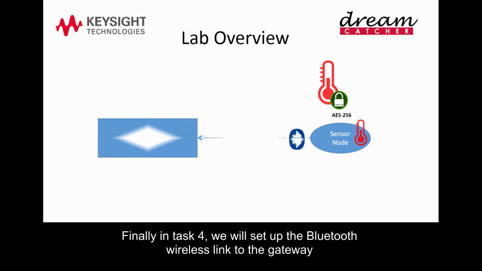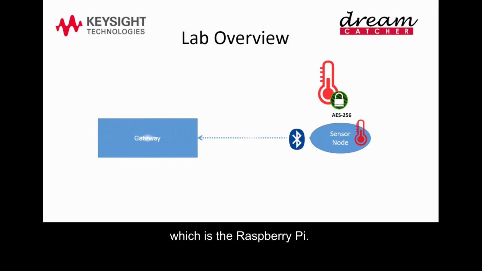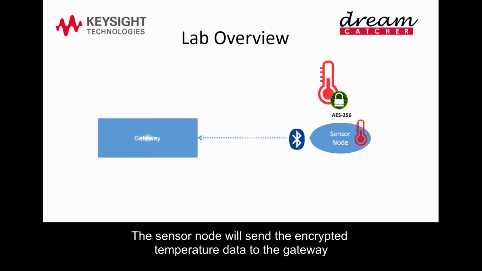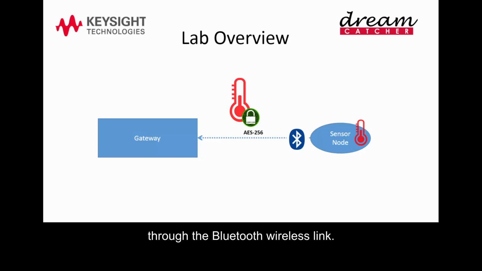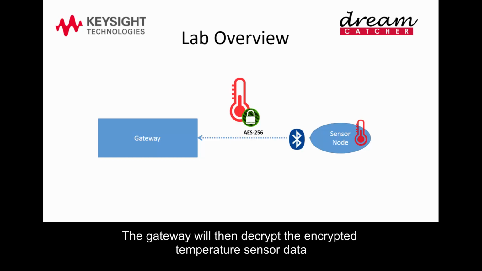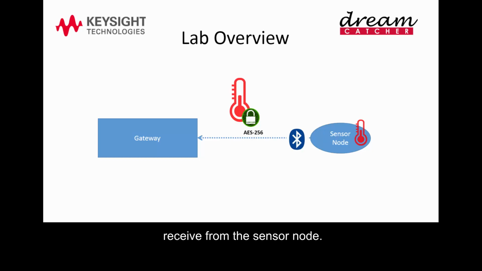Finally, in Task 4, we will set up the Bluetooth wireless link to the gateway, which is the Raspberry Pi. The sensor node will send the encrypted temperature data to the gateway through the Bluetooth wireless link. The gateway will then decrypt the encrypted temperature sensor data received from the sensor node.